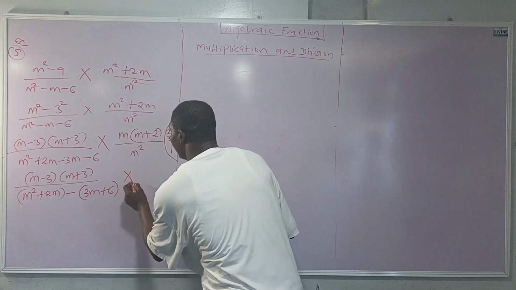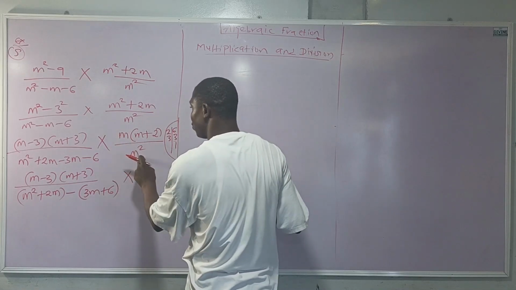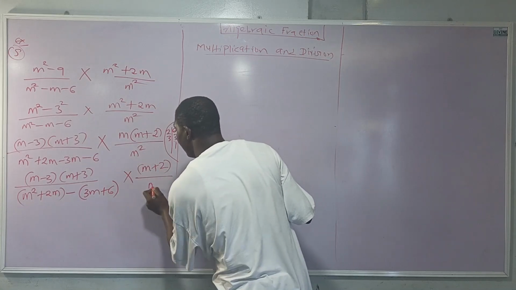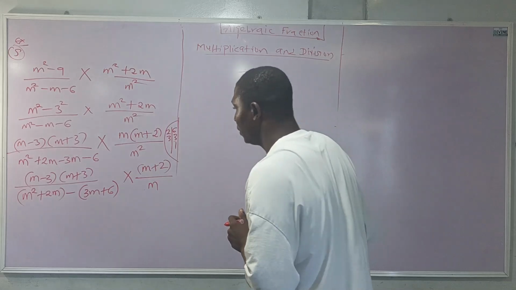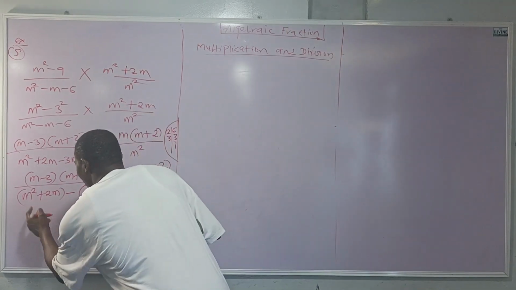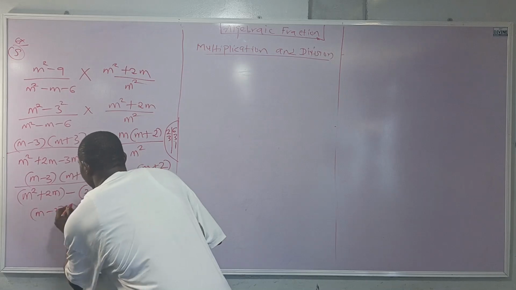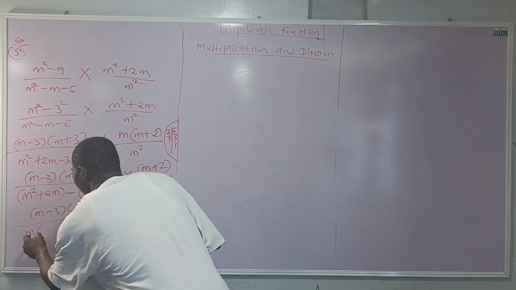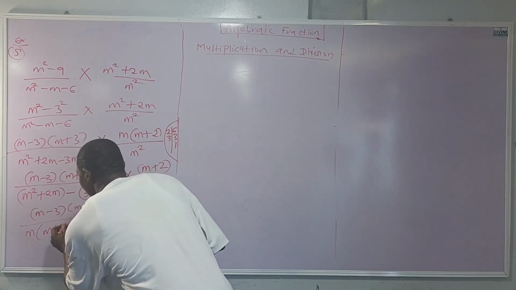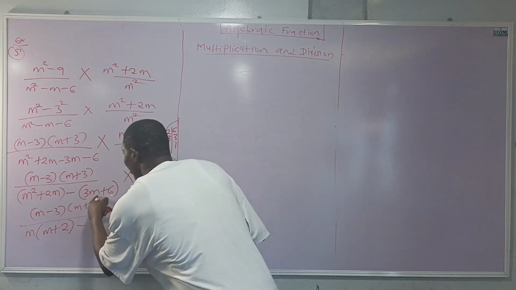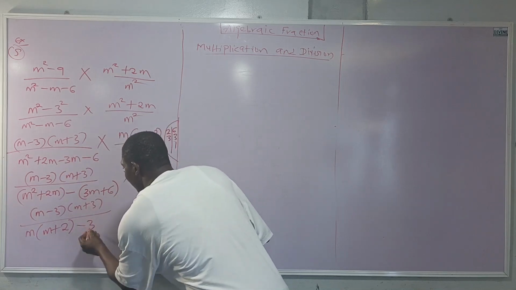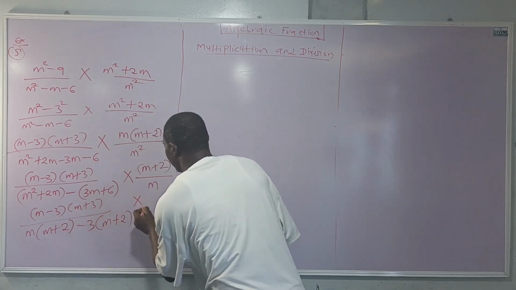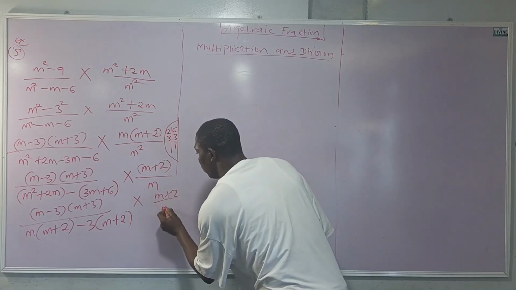By multiplication sign. And you watch here, this is m squared. I can cancel this to have m plus 2 all over m. What's common at the denominator? M is common. So I have m, which is common. M squared divided by m is m, and 2m divided by m gives me 2. Minus, what's common between 3m and 6 is 3. 3m divided by 3 gives me m, and 6 divided by 3 gives me 2. Times m plus 2 all over m.